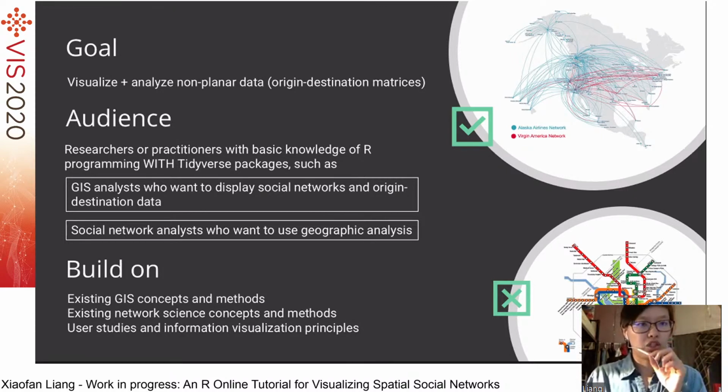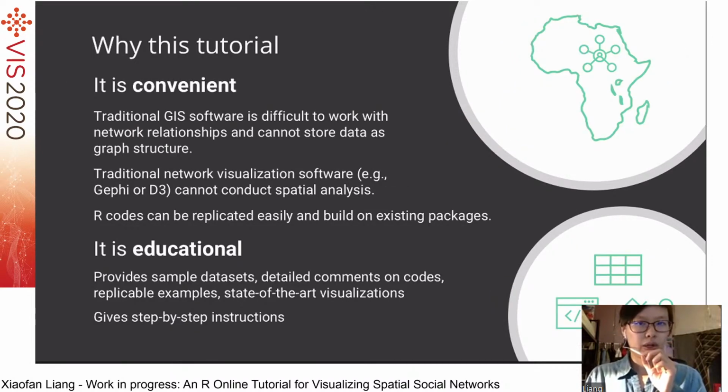Our work builds on existing GIS concepts and methods and existing network science concepts and methods. We also leveraged insights from user studies and information visualization principles. So why this tutorial? First of all, it's convenient. Traditional GIS software has difficulty working with network relationships and cannot store data as graph structures. Traditional network visualization software, such as Gephi or D3, cannot conduct spatial analysis. In addition, our code can be replicated easily, and we have an abundant amount of existing packages that we can build on. Secondly, it's educational. We provide sample data sets, detailed comments on code, replicable examples, and state-of-the-art visualizations for beginners to follow. And we also give step-by-step instructions.